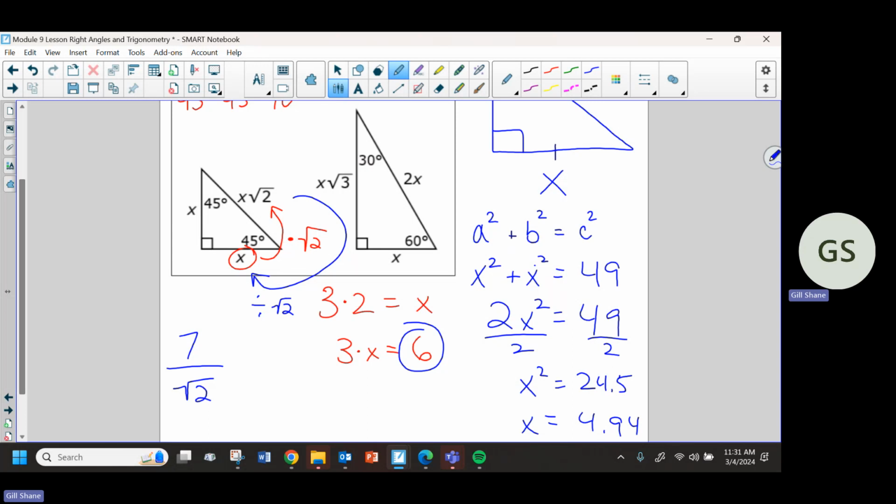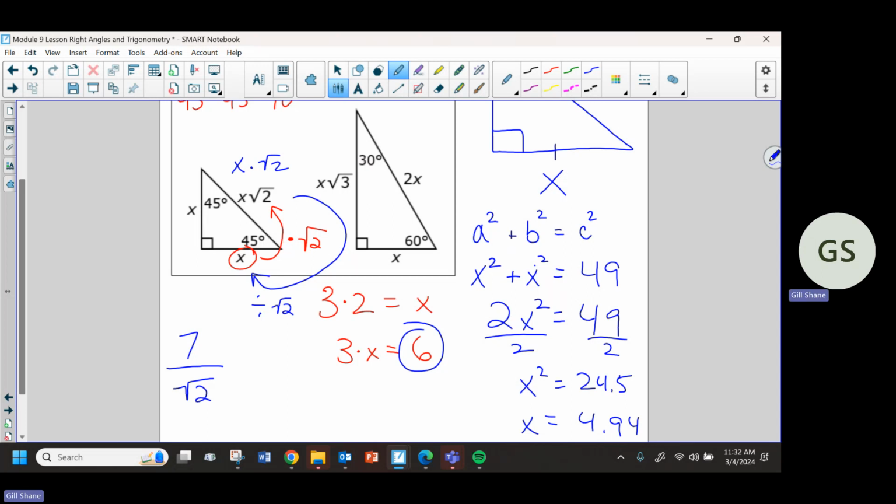All you've got to do is understand, okay, I'm going from a leg to the hypotenuse. It's telling me to multiply times square root of 2. Well, that means if I want to go the opposite direction, I need to do the opposite math and divide by the square root of 2. That's all you've got to remember, just how to use it. Any questions on that? We'll practice tomorrow.